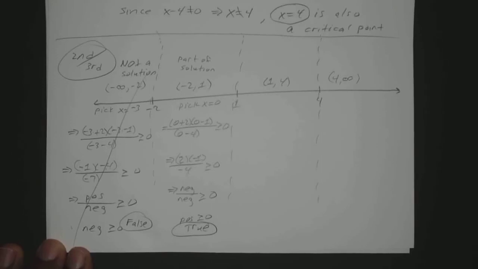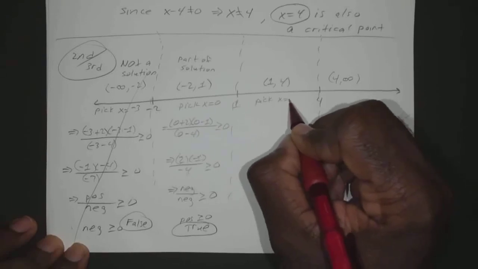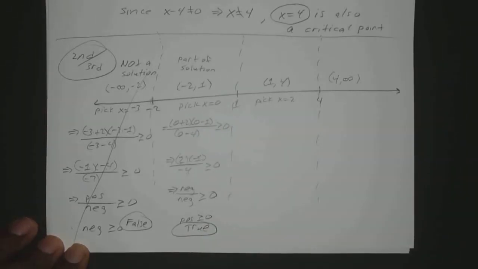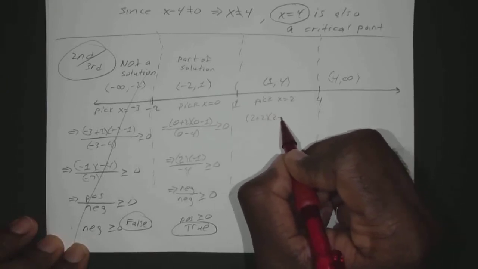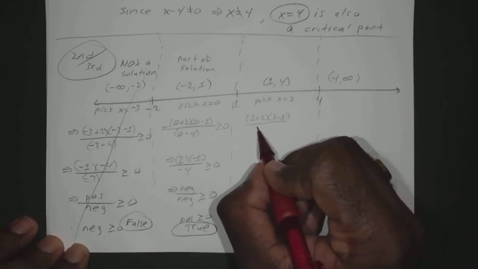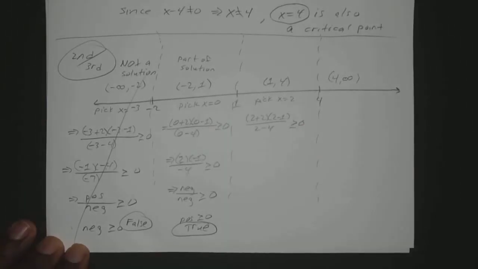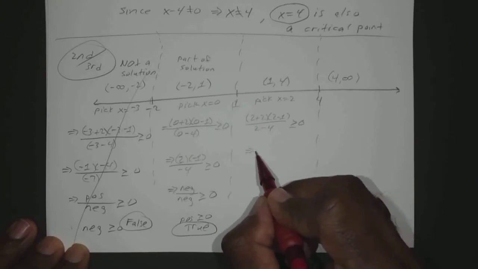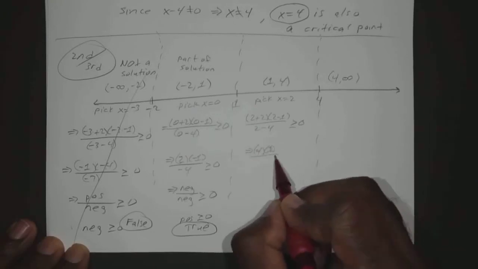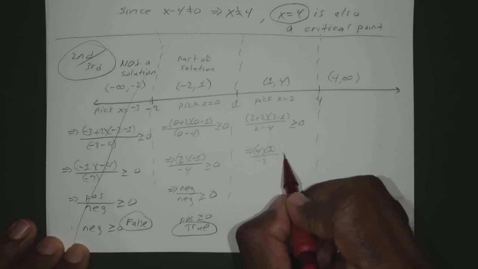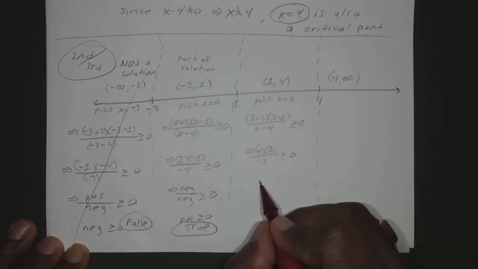Okay. So from 1 to 4, I'll pick x equals 2. Okay, so that means we have 2 plus 2 times 2 minus 1 all over 2 minus 4 is greater than or equal to 0. So we have 4 times 1 over negative 2. 4 times 1 is 4, divided by negative 2 is negative 2.